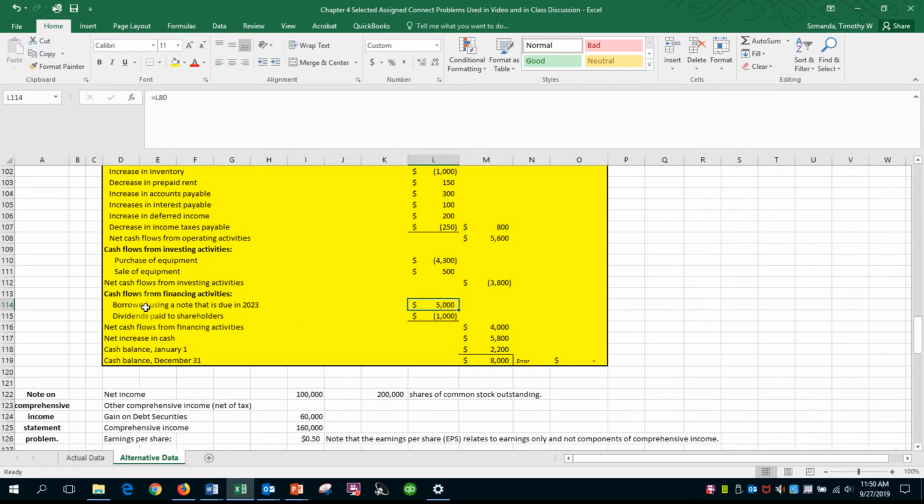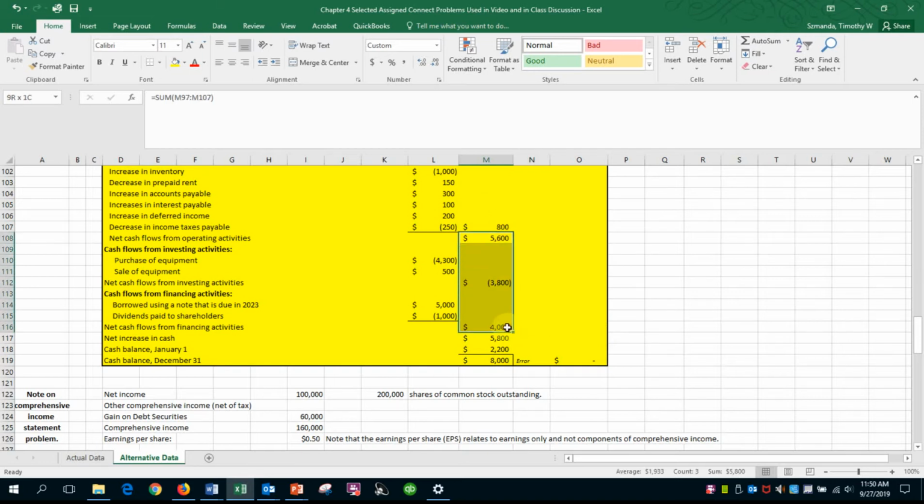And the second component of financing activities is dividends paid to shareholders. That's generally a liquidation of earnings. Cash is coming out of the company and going out to the shareholders. The company is losing this cash. Net effect of these two financing items is an increase of $4,000.